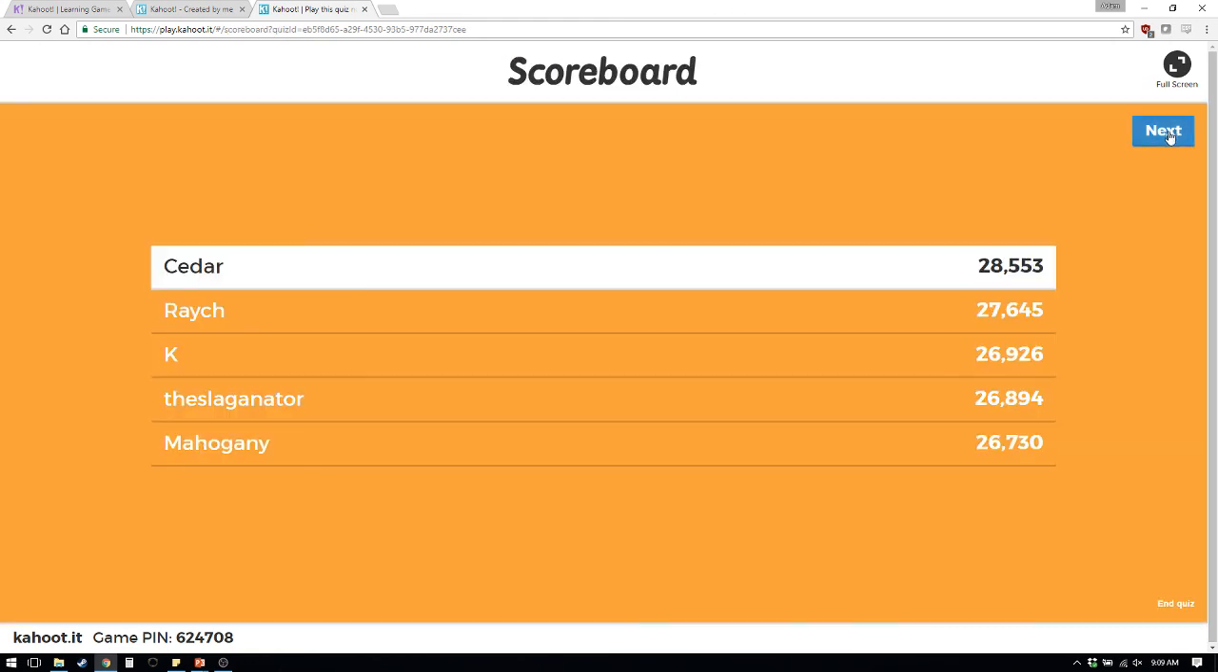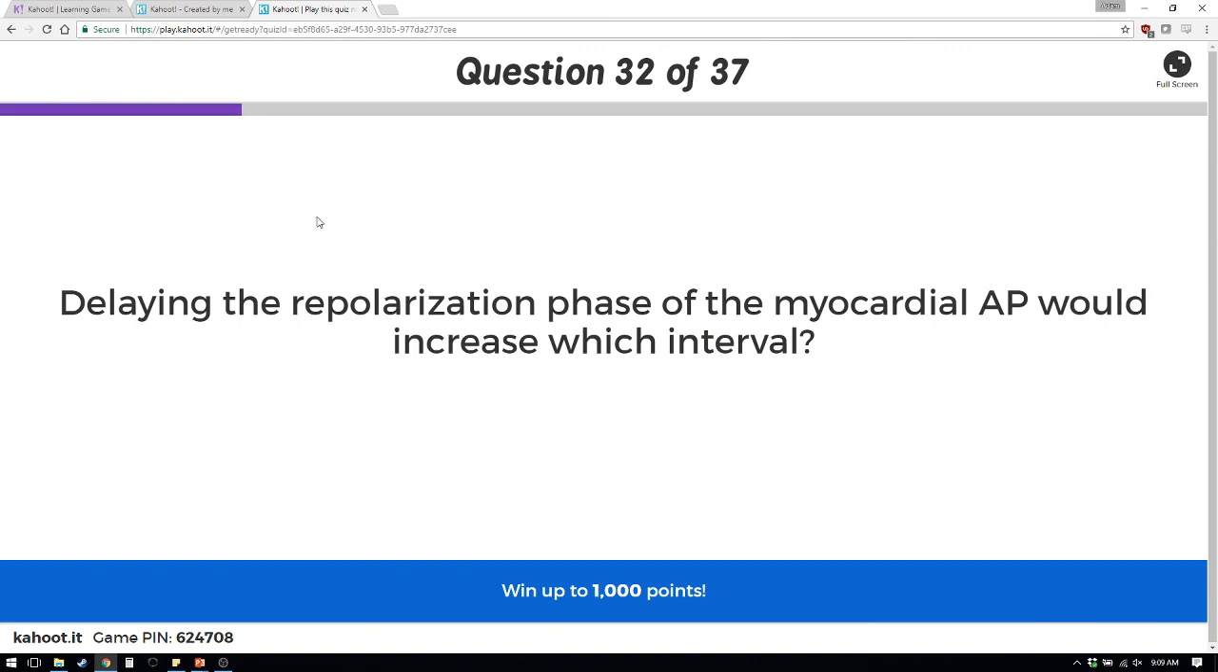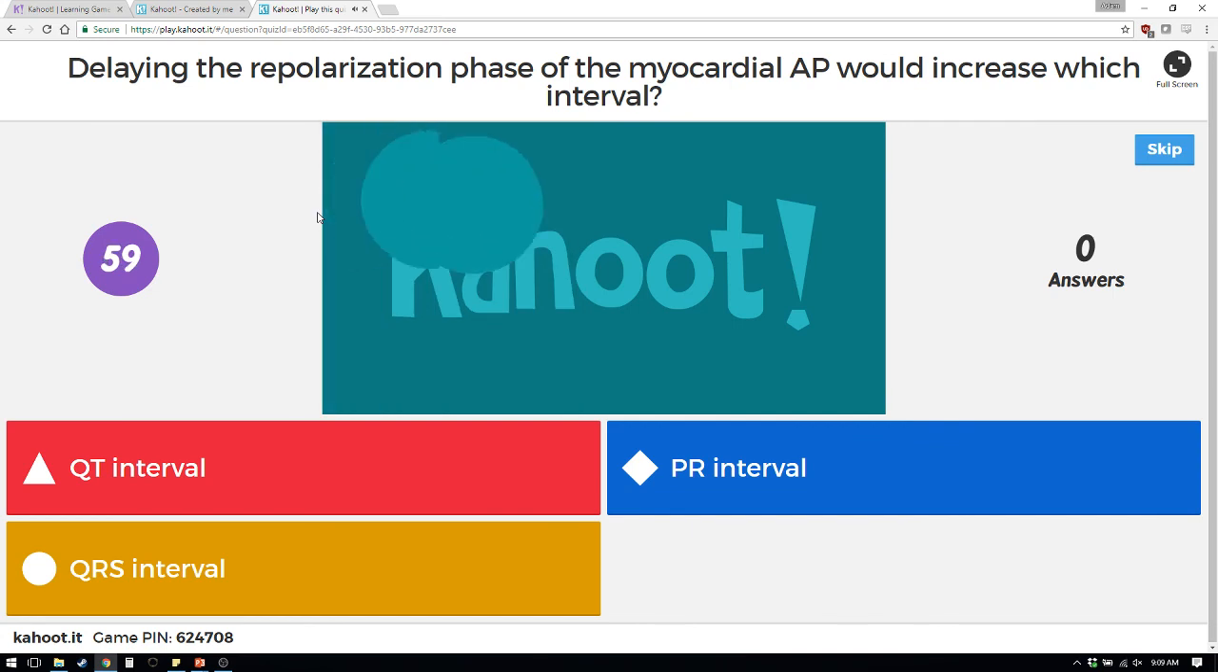All right, moving on. Couple questions left. Delaying the repolarization phase of the myocardial action potential would increase which interval? This one's a little bit tougher, but will become important in later classes. This would not be on the test necessarily. We didn't really cover this. This would be like affecting those potassium channels in that repolarization phase.